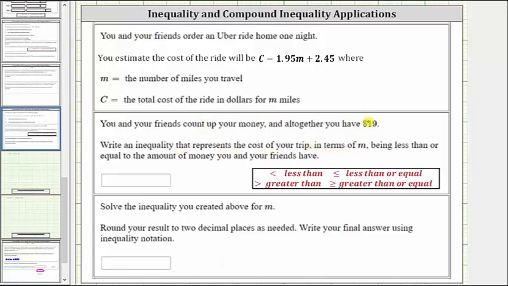Well, because you have $19, you can spend $19 or less, and because the cost is 1.95m plus 2.45, the inequality is 1.95m plus 2.45 must be less than or equal to 19. Again, the cost of the ride must be less than or equal to $19 because you have $19. Next, solve the inequality for m, round the result to 2 decimal places.